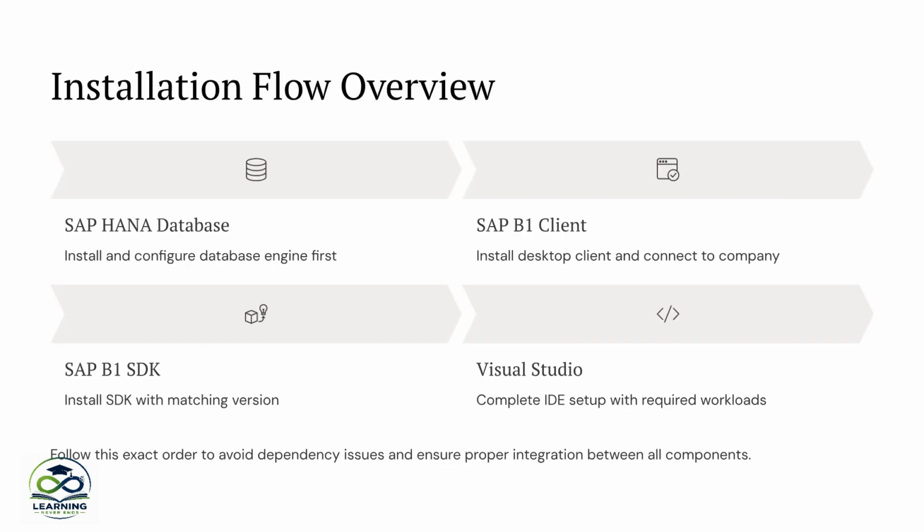Follow this exact installation order to avoid dependency issues. First, install the SAP HANA database or SQL Server. Second, install the SAP B1 Client. Third, install the SAP B1 SDK with the matching version. Finally, complete the Visual Studio setup with the required workloads.